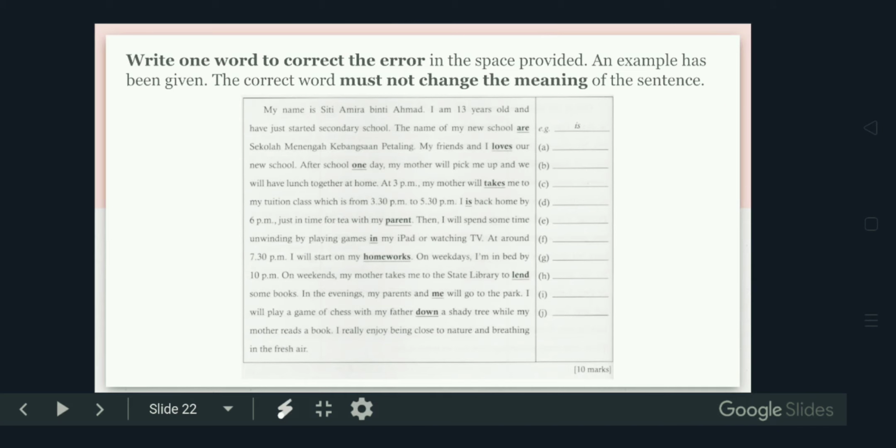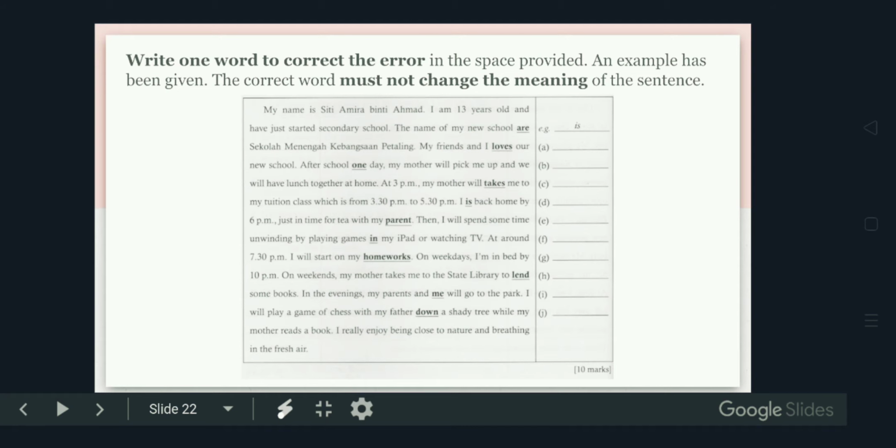Okay, so this is the first exercise, the first example. I will read it out to you. My name is Siti Amira binti Ahmad. I am 13 years old and have just started secondary school. The name of my new school are Sekolah Menengah Kebangsaan Petaling. And here you can see that "are" has been underlined and bolded, and it is the example given to you. Okay, the correct answer is: you cannot use "are" for this part because school is a singular subject, so it should use "is" instead of "are".